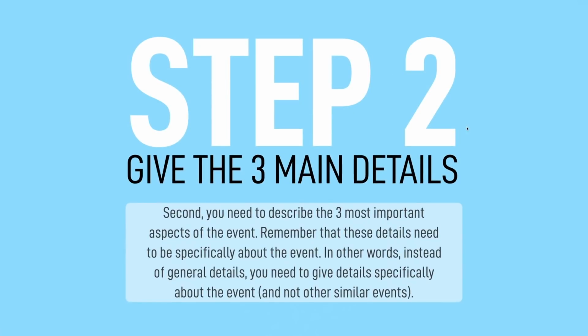Step number two, give the three main details. You need to describe the three most important aspects of the event. Remember that these details need to be specifically about the event. In other words, instead of general details, you need to give details specifically about the event and not similar events. So think really hard about the event you're speaking about. What made it unique? What made it important?